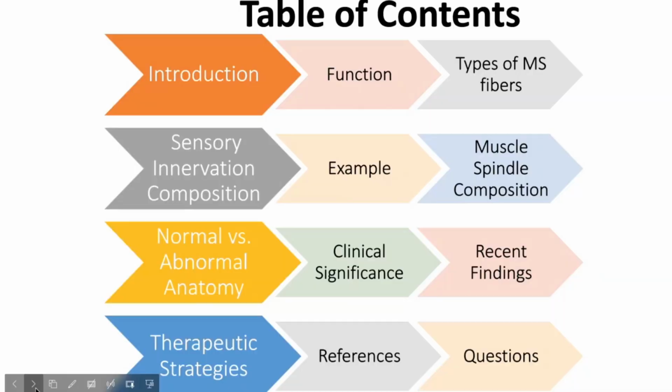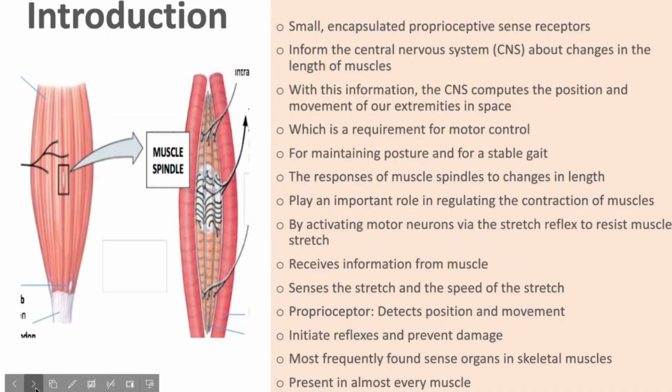So muscle spindles are small encapsulated proprioceptive sense receptors that inform the central nervous system about changes in the length of the muscles. With this information, the CNS computes the position and movement of our extremities in space, which is a requirement for motor control, as well as for maintaining posture and a stable gait. The responses of muscle spindles to changes in length play an important role in regulating the contraction of our muscles, and it does this by activating motor neurons via the stretch reflex to resist muscle stretch.